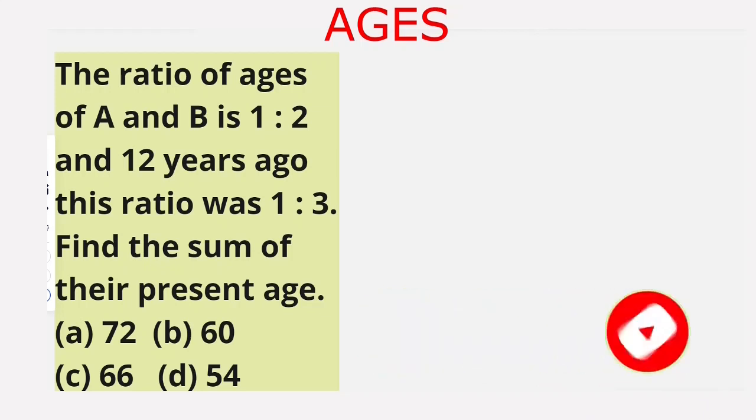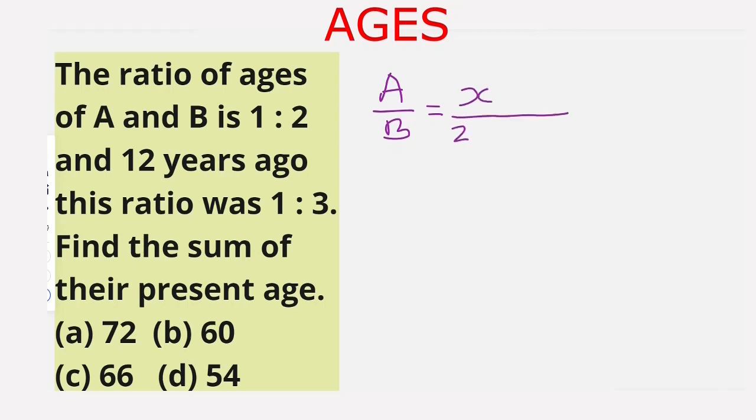We will solve this question by two methods. One is by concepts and the other by shortcut. It's given that A:B is 1:2, so I write it as x upon 2x. Also, it is given that 12 years ago this ratio was 1:3. So I subtract 12 from x as well as from 2x to go to the age 12 years ago. So I write (x minus 12) upon (2x minus 12), and this ratio was 1:3.